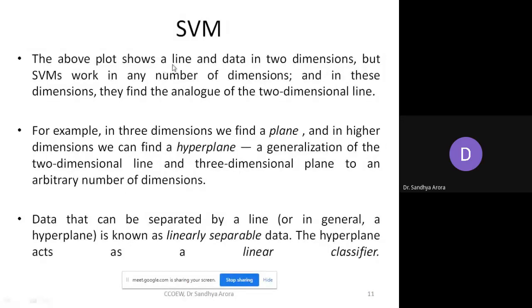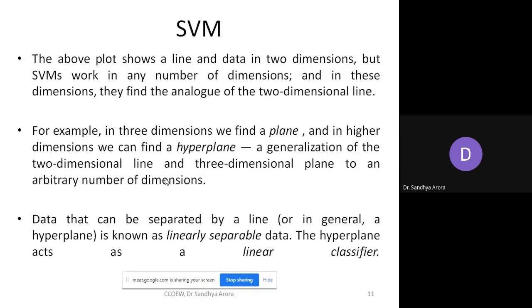The plot which I showed you was in 2 dimensions, but SVM works in any number of dimensions. In 2 dimensions, you talk about a line. When you move to multiple dimensions, you move to a plane, a hyperplane. That is a generalization of your 2-dimensional data. Instead of finding the line equation, you find the equation of the hyperplane in that case. So it works with an arbitrary number of dimensions. SVM doesn't say that you have to work only with 2 dimensions. It works with multiple dimensions.